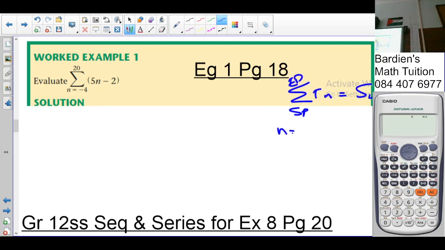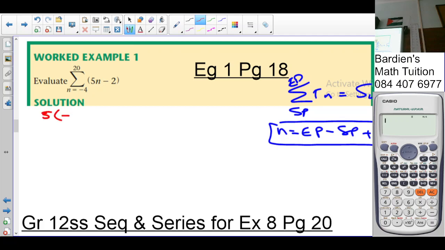How do we calculate the number of terms in the series? The end point minus starting point plus 1. Right. Let's go. Whenever we're given sigma, what do we do? We work out the first 3 terms. Okay, so we say we're starting at, where do we start? -4. So it's going to be 5 times -4 minus 2. Plus. What's the next number? -3. We just go with +1 all the time.